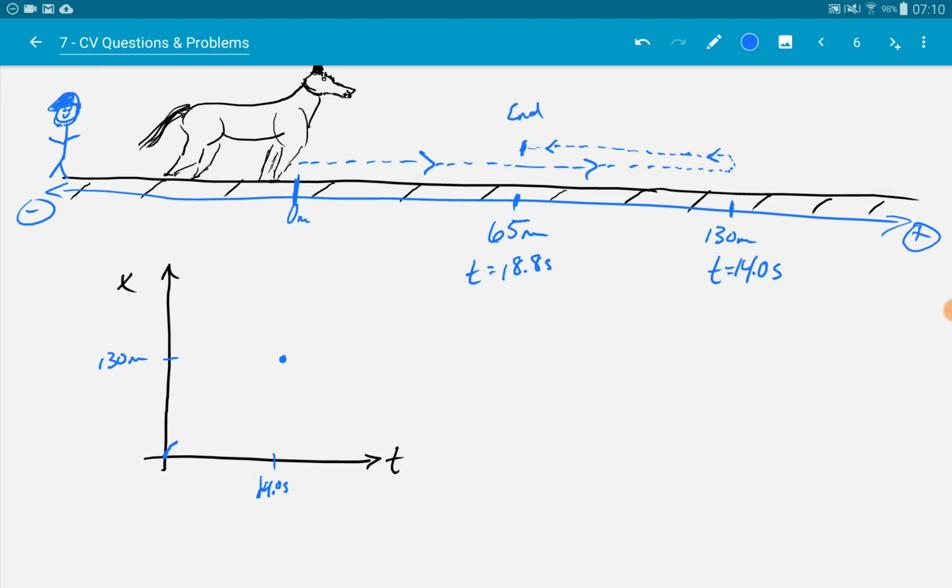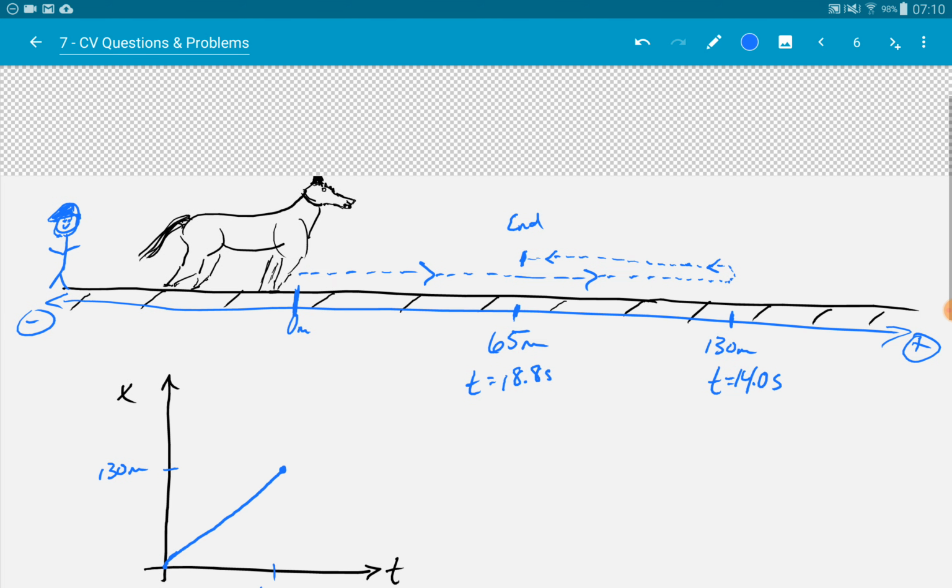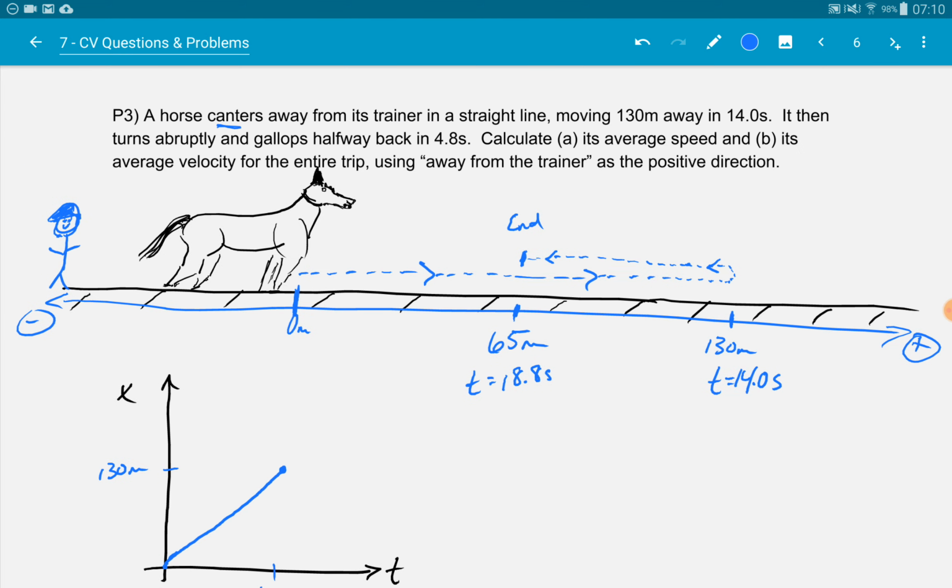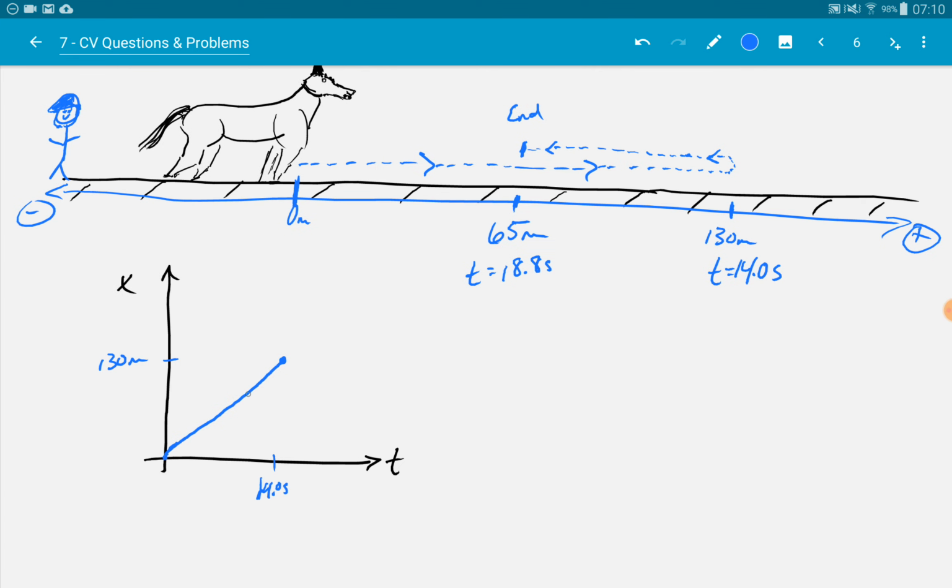And so he goes in a straight line because he goes at one speed, right? It says that he canters away, so he's just going one speed. Here's the canter. And then he turns around and goes back to the 65 meter mark. So here's the 65 meter mark. And then I've got to put the 18.8 somewhere around there. And so then I go and put a point there.